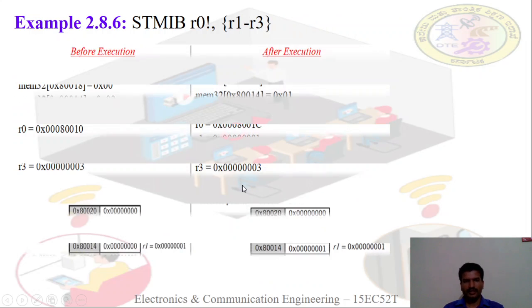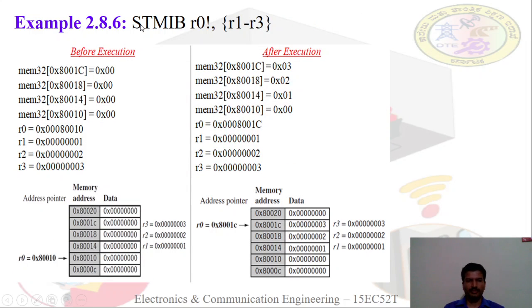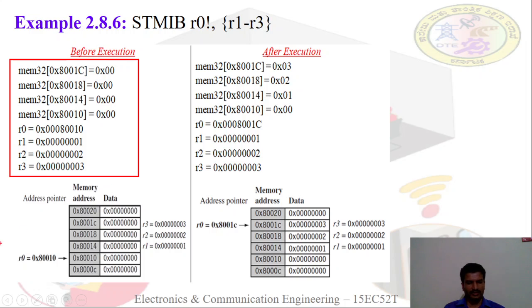So similarly, STMIB. Store multiple register, increment address by 4 before store. So here it increments the address by 4 first, then stores. These are the initial values. Now the starting address is 80010. Now R0 is pointing here. IB means increment the address by 4 before STM store.